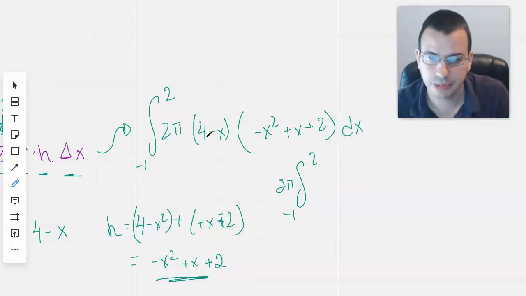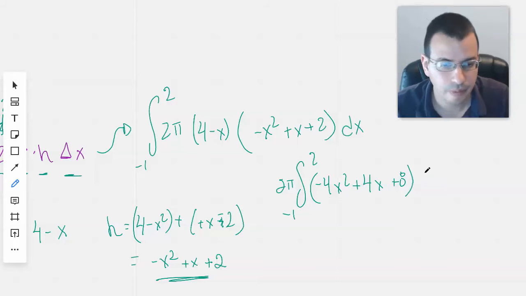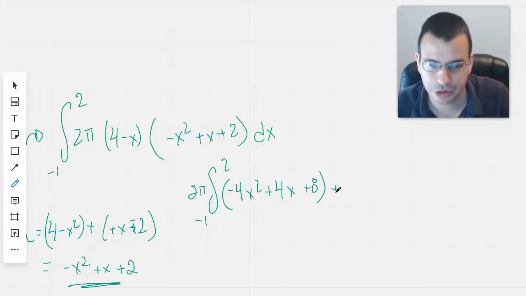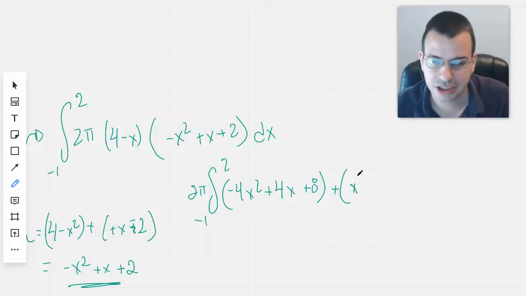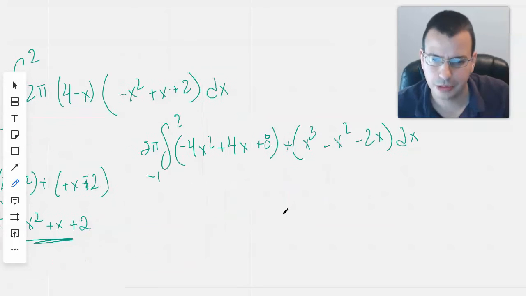All right, so this will be -4x squared plus 4x plus 8, plus, now we'll do the negative x. So this will be x cubed minus x squared minus 2x dx. Okay, that wasn't too bad.